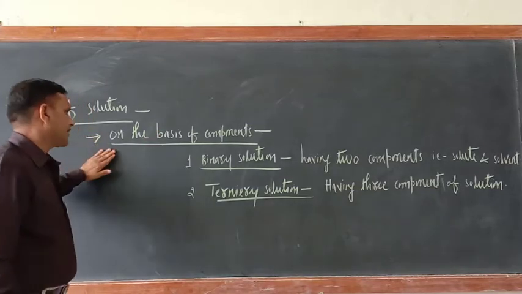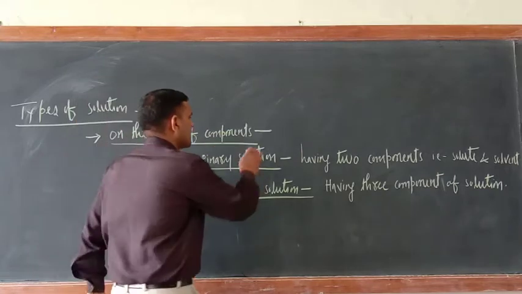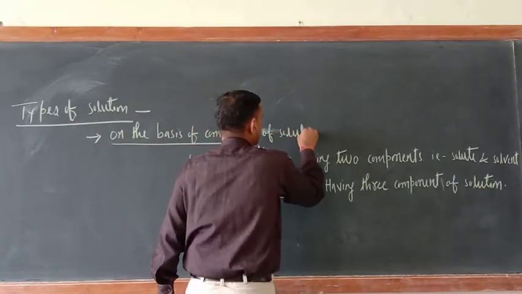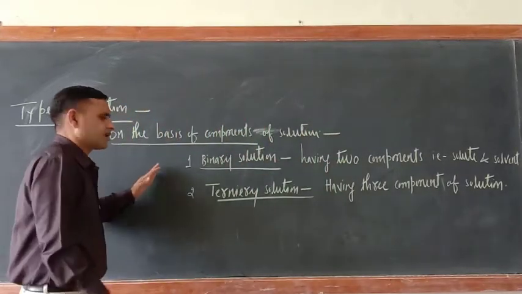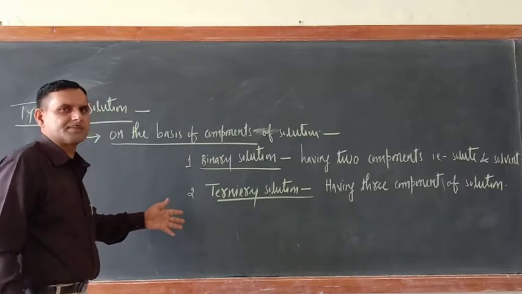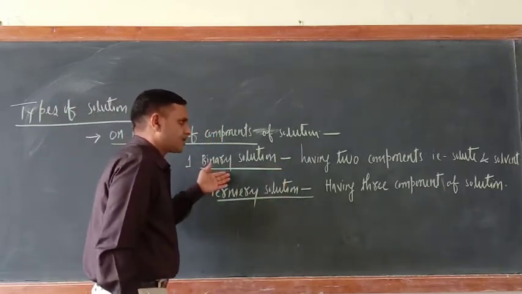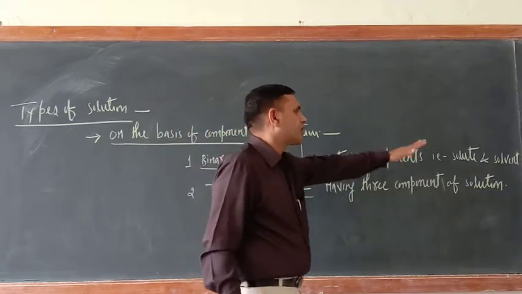There is one more basis, that is, on the basis of the components of solution. On this basis, there are two types of solution. More than two can also be possible. Number one is the binary solution. What is binary solution? The solution having two components, that is solute and solvent.